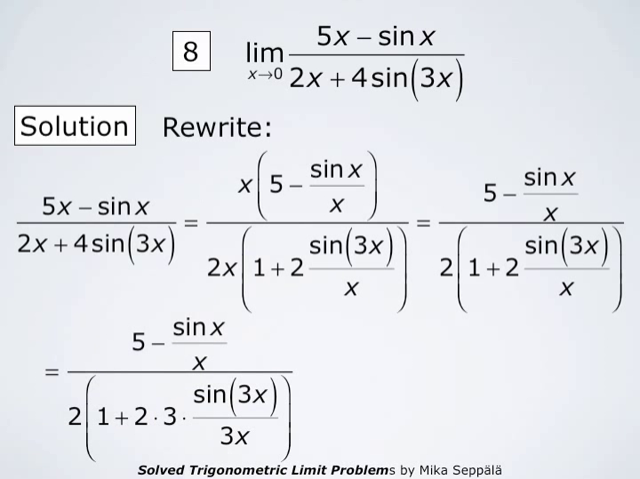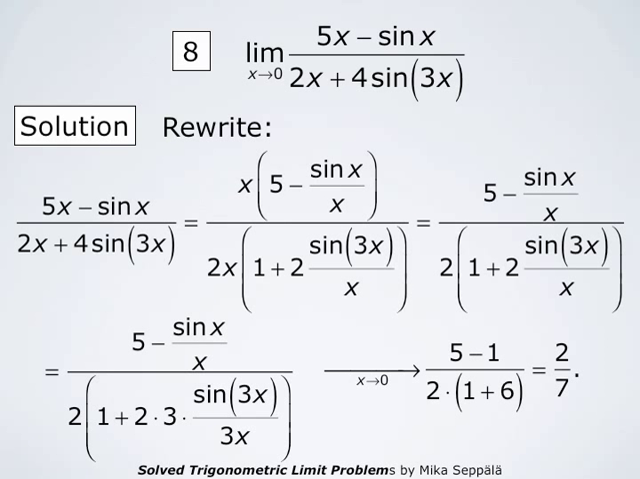We get that the original expression is now the same as 5 minus sine of x divided by x, and that difference divided by 2 times 1 plus 2 times 3 times sine 3x divided by 3x. We added an extra term 3 and we multiplied and divided by it. Then we get sine of 3x divided by 3x in the denominator. And as x approaches 0, this approaches 1.